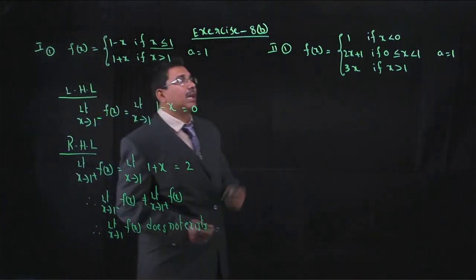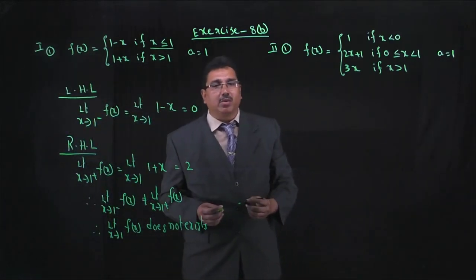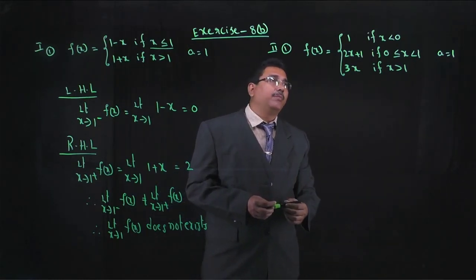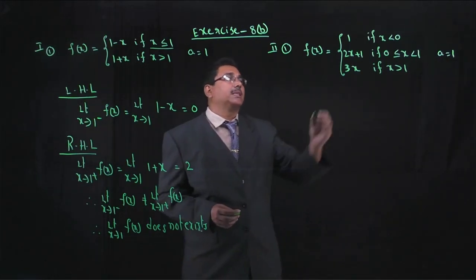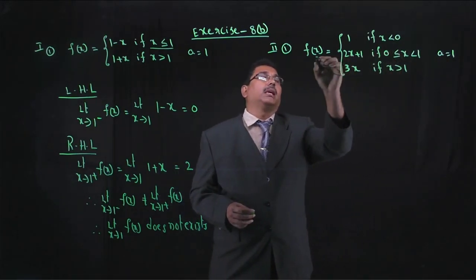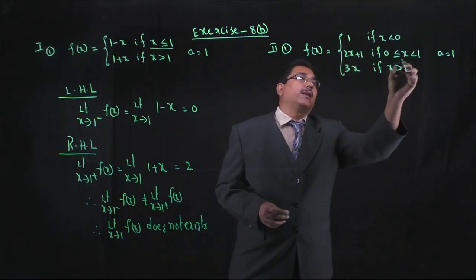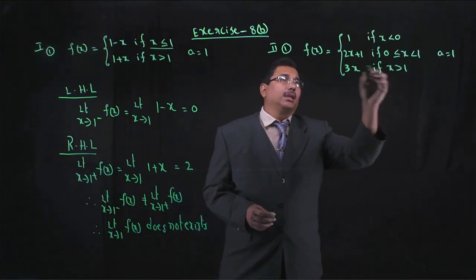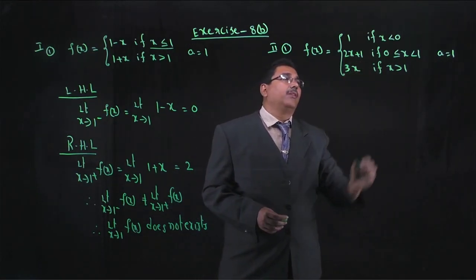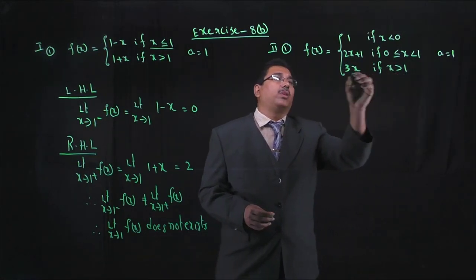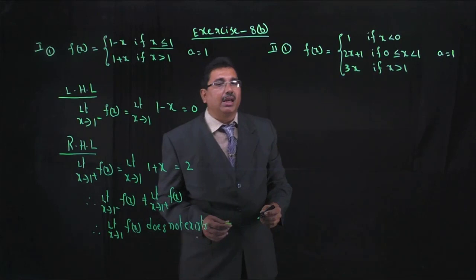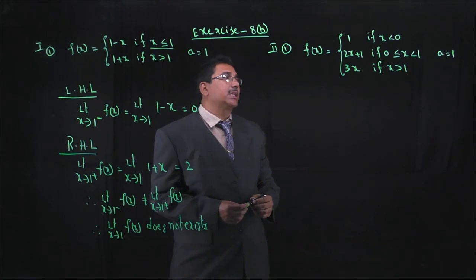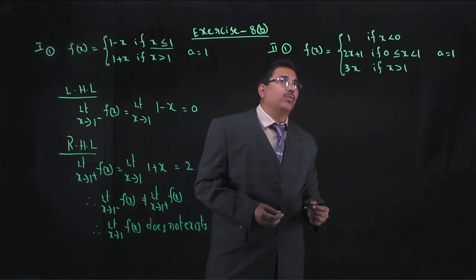Right, now see another one. This is second Roman question number 1. Here f of x is defined as a piecewise function. If x less than 0, the corresponding image is 1. If x lies between 0 and 1, the corresponding image is 2x plus 1. If x greater than 1, the corresponding function is 3x. Here also, verify whether the limit exists or not at a is equal to 1.